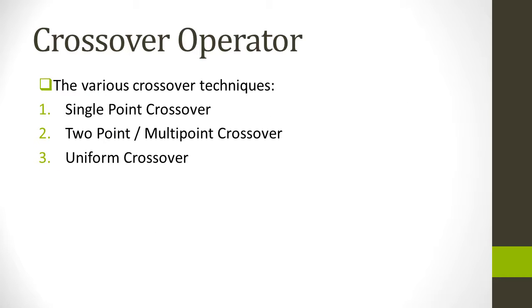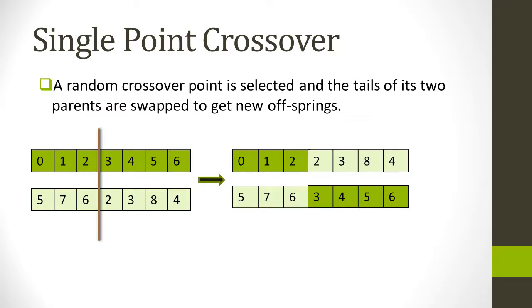There are various crossover techniques. First one is single point crossover, second one is two point or multi point crossover, and third one is uniform crossover. First technique is single point crossover. A crossover point on the parent organism string is selected. All data beyond that point in the organism string is swapped between the two parent organisms. Strings are characterized by positional bias.